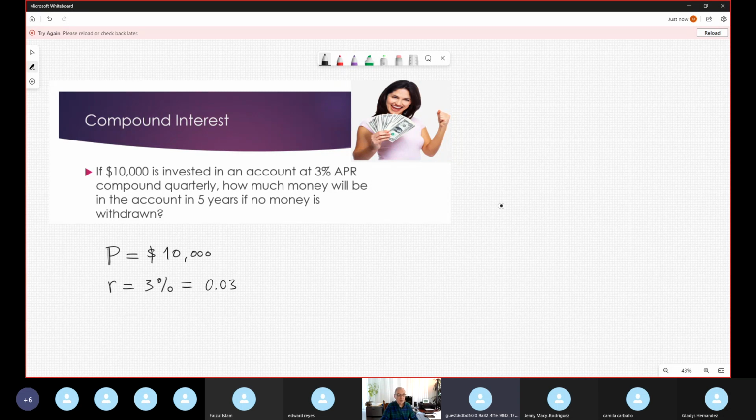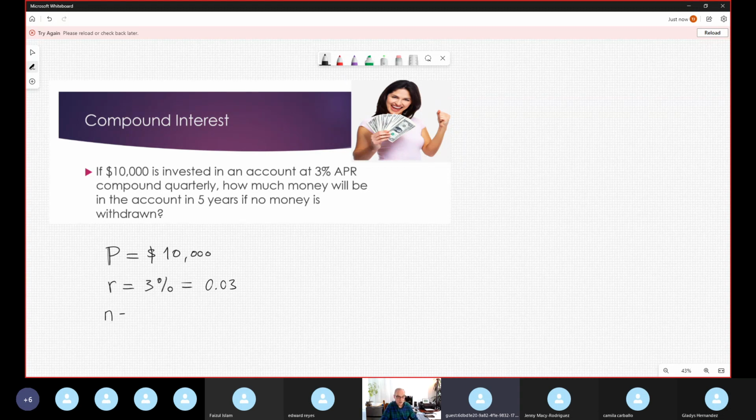And what about compounding quarterly? What is the interpretation? What parameter indicates compounding quarterly? What value represents this? For this account, n equals 4.